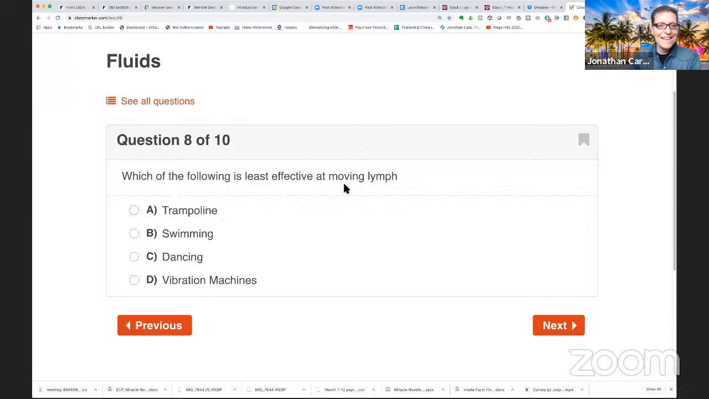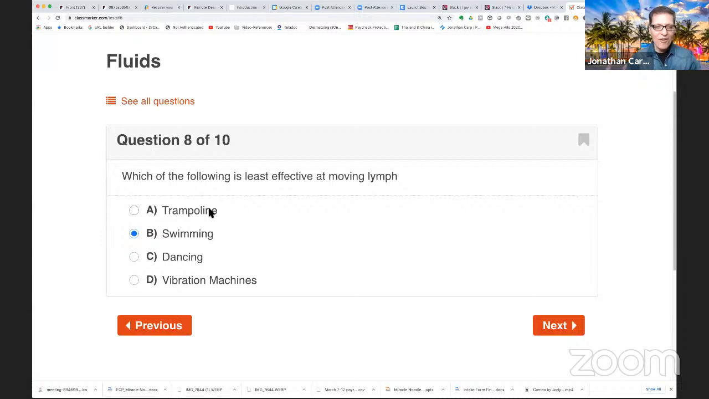Question 8. Which of the following is least effective at moving lymph? Trampoline, swimming, dancing, or vibration machines? That's right, swimming. So it doesn't mean it doesn't move lymph. Obviously, if that's the only exercise you can do, then you do it. But you really want to get the jumping and moving around in gravity to really get the lymph moving.